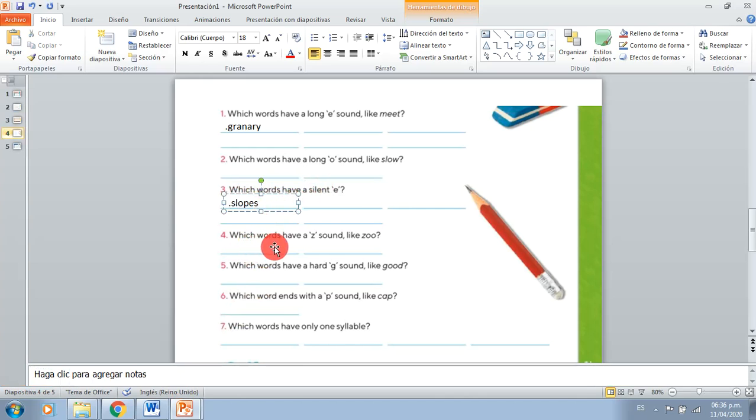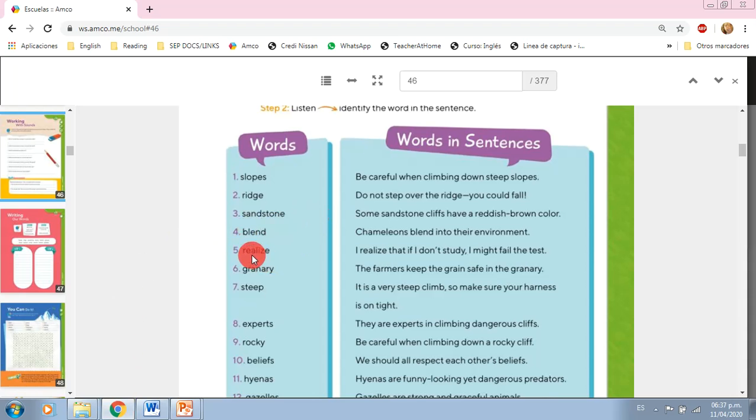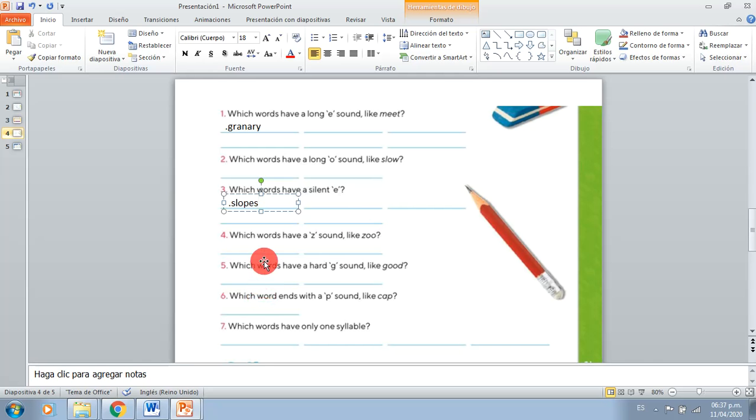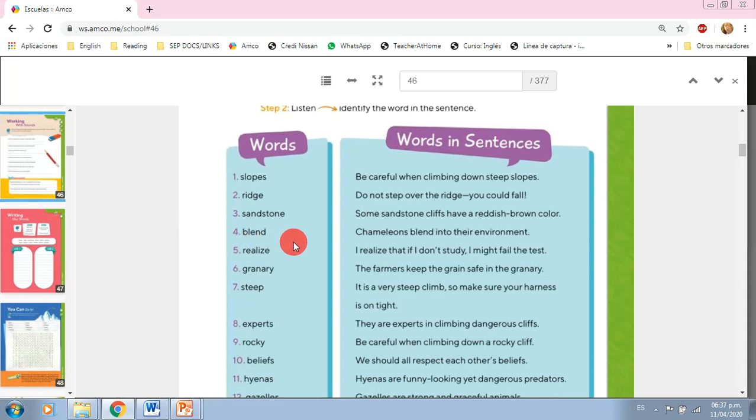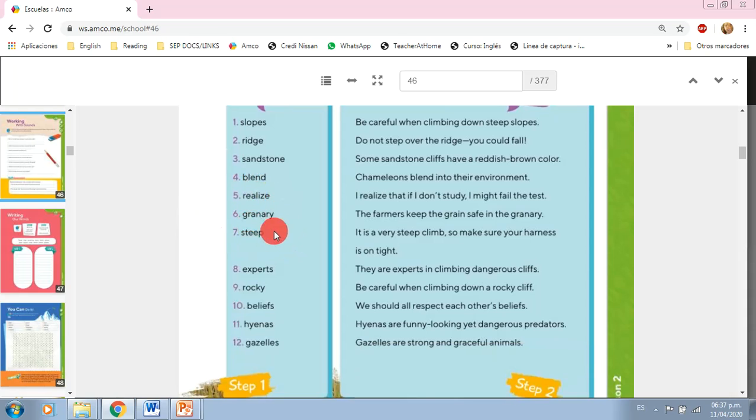The other one: which words have a Z sound, like in zoo? Well, this is so easy. Remember a Z sound, realize. It's easy. Number five, which words have a hard G sound, like in good? So which one has a G sound? Granary. And if I tell you another, I give you all the answers.